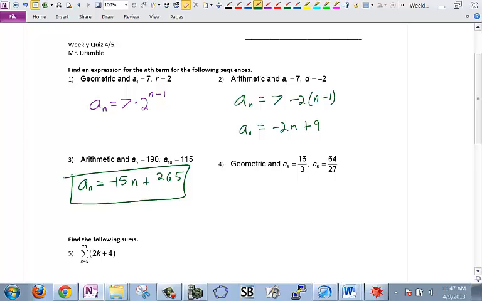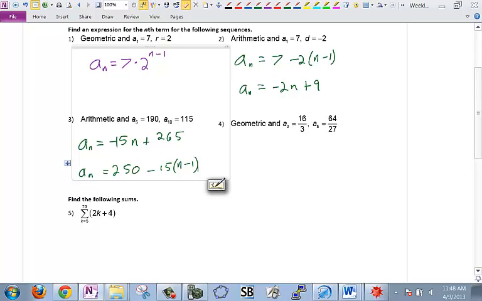So had you done systems of equations and stuff, maybe you came up with the expression, the first term 250 plus the common difference negative 15 times n minus 1. Those are the same. And then finally, number 4 is similar to number 3, but with geometric instead.